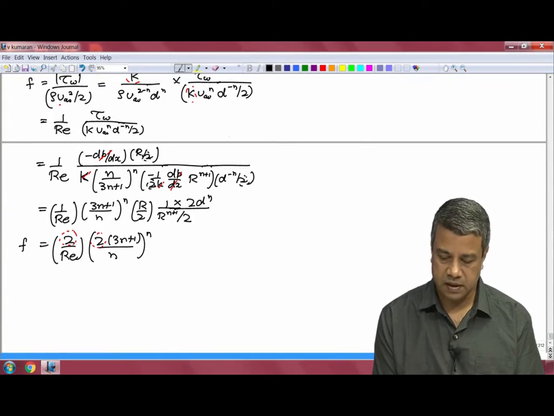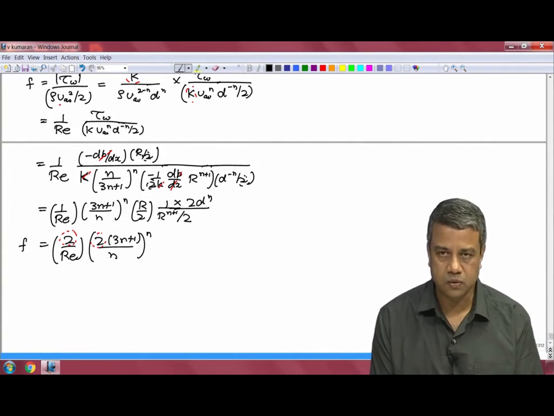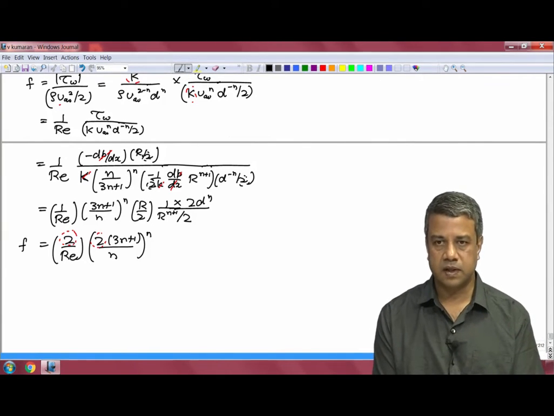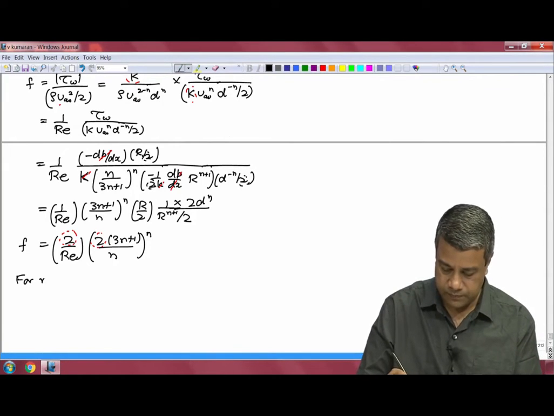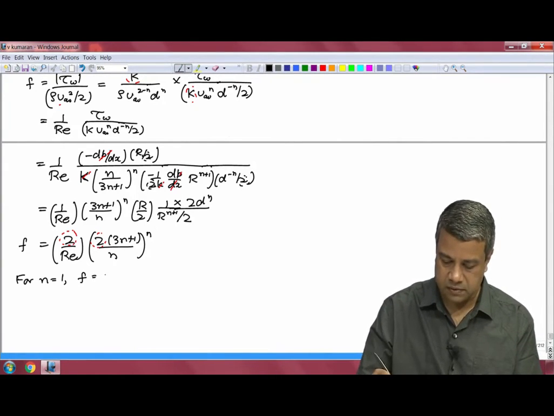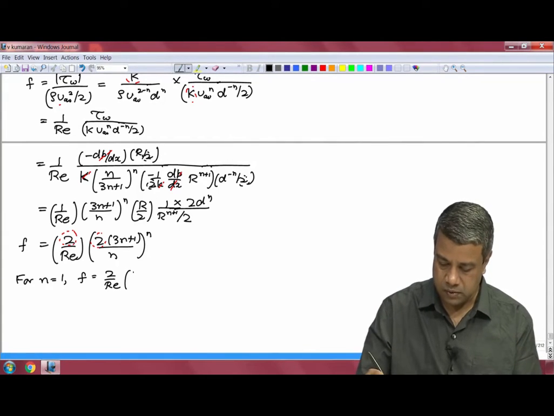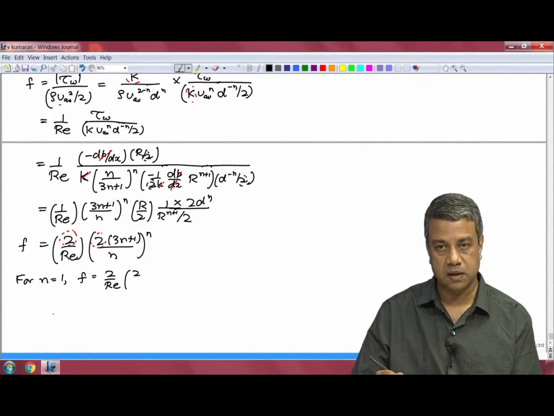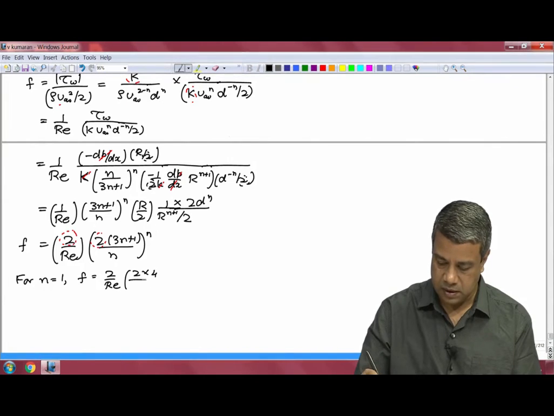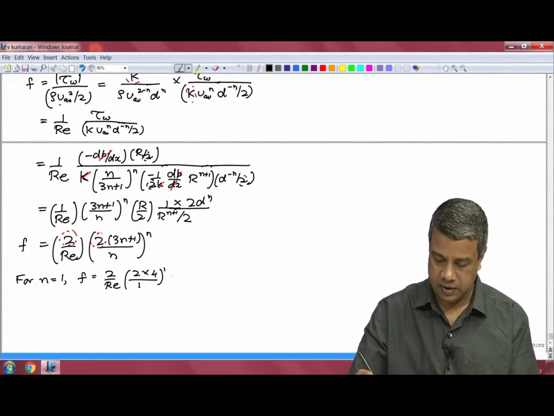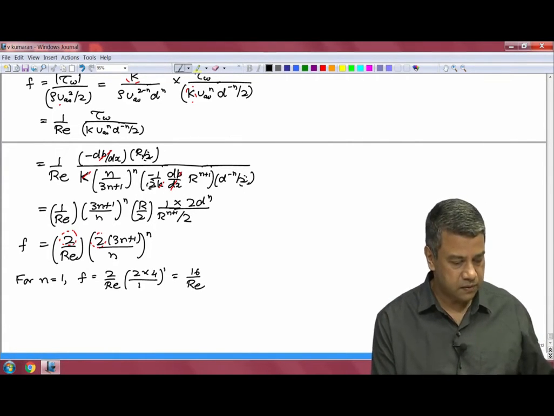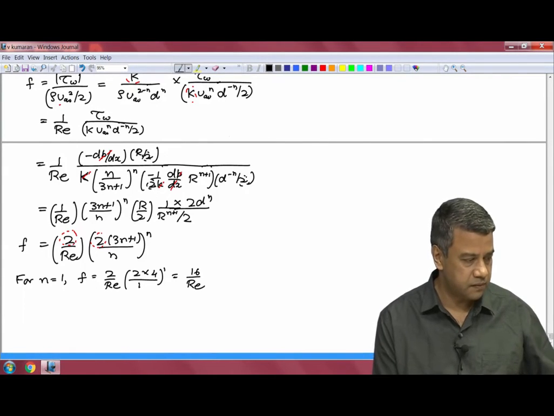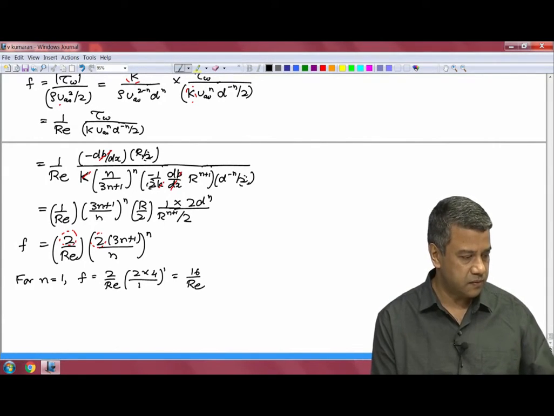One can easily verify that this friction factor correlation reduces to what we had for a Newtonian fluid if n is equal to 1. For n is equal to 1, the friction factor is equal to 2 by Re into 2 into 3n plus 1, n is equal to 1, this is into 4 divided by 1 whole power 1, is equal to 16 by Re. So, the Newtonian fluid is a special case for the flow of a power law fluid in a pipe.